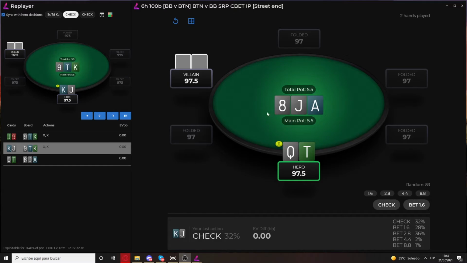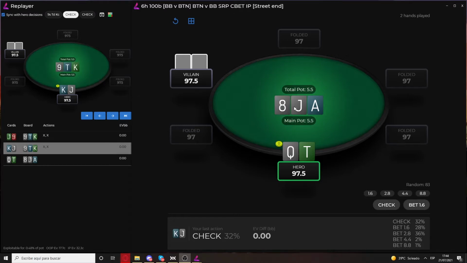Top set and second set are usually gonna be bet for the small sizing if we use that small sizing on the board. On some boards, though, we're not going to be using a small sizing, and those boards will be two-tone, and they will generally have a lot of connectivity.